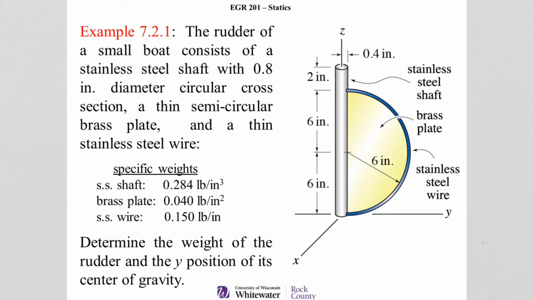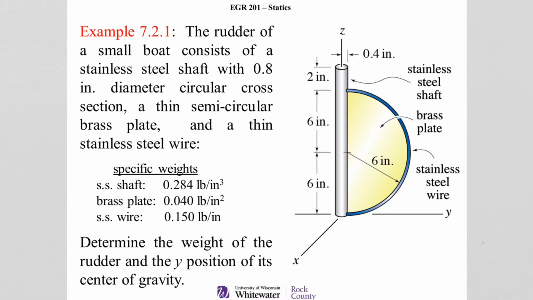Okay, so here's the first example that I want to do for center of weight or center of gravity. And this one states that the rudder of a small boat consists of a stainless steel shaft with 0.8 inch diameter, a circular cross-section, a thin semicircular brass plate, and a thin stainless steel wire. And we are given our specific weights for each of those.